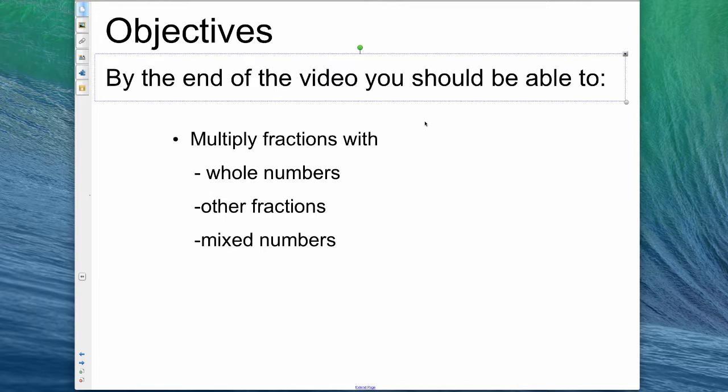By the end of the video, you should be able to do three things. You should be able to multiply fractions with whole numbers, multiply fractions with other fractions, and multiply fractions with mixed numbers. Let's go ahead and get started on our objectives.